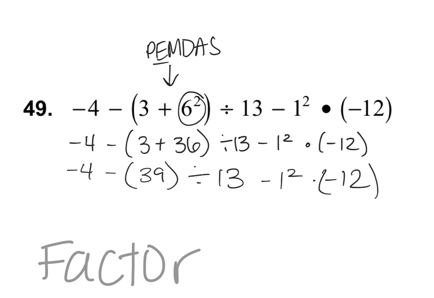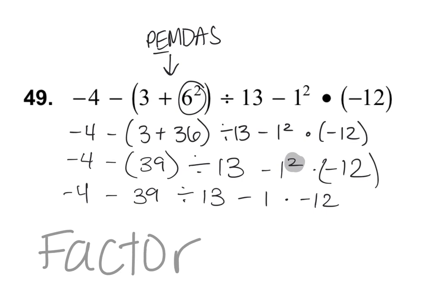All right, now inside my parentheses is a 39 and a negative 12. So there's nothing further to simplify inside of them. Next, I look for exponents. So my exponents, there's only one of them now, and it's this negative 1 squared, okay? So we're going to take 1 and we're going to square it. 1 squared is 1. 1 times 1 is just 1, so it's going to be negative 4 minus 39 divided by 13 minus 1 times negative 12.